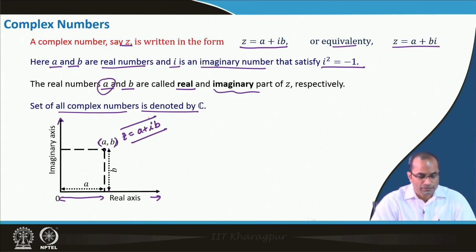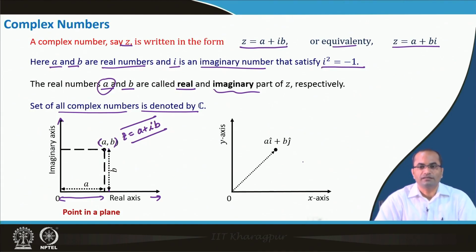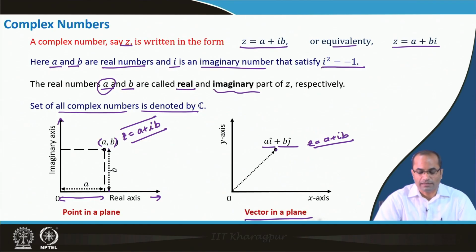The other way we can geometrically represent this would be in a vector setting, which we have already covered. So, this point (a, b), or this z equal to a plus i b, we can think of as a vector pointing to this point (a, b), that means a i plus b j. So, i and j are the unit vectors in the direction of the x axis and y axis. So, we can define this complex number as a vector in a plane, or as a point in a plane.